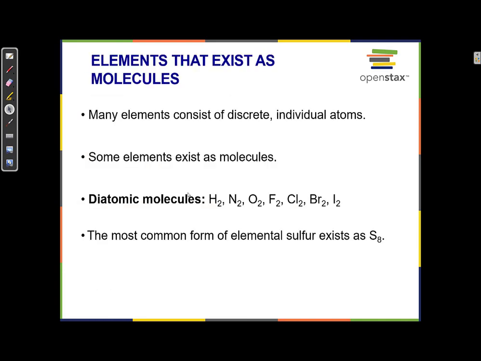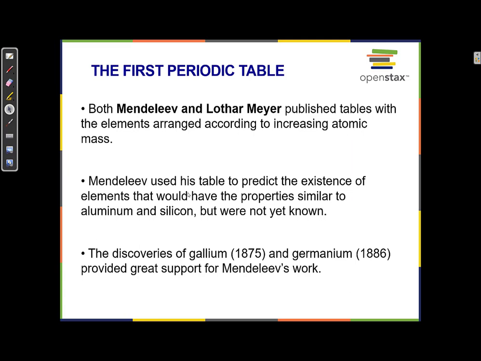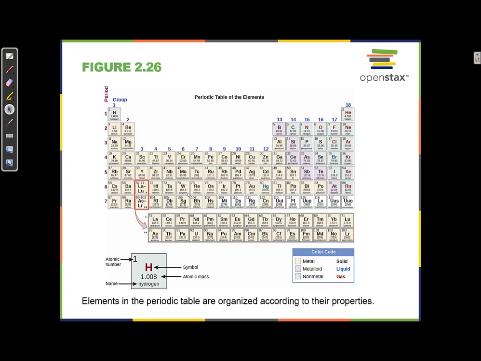Let me bring up a periodic table here. Here we go. So let's look at these masses on the periodic table. This number down here is the atomic mass. This number is an average of the masses of each isotope of that element. So here is hydrogen. The mass of hydrogen on the periodic table is 1.008.